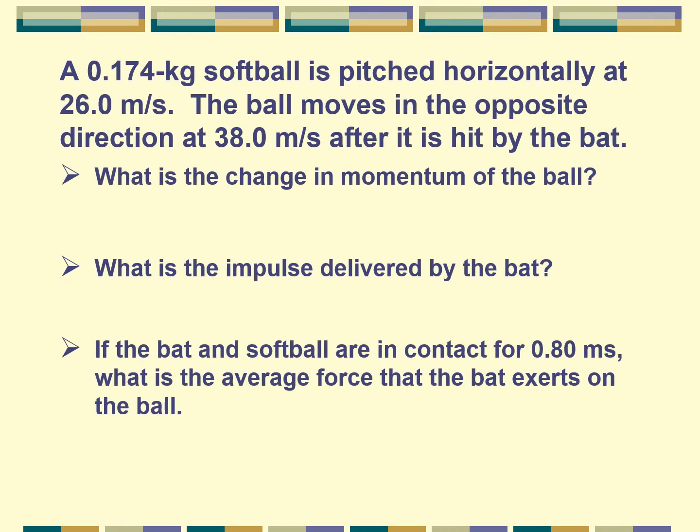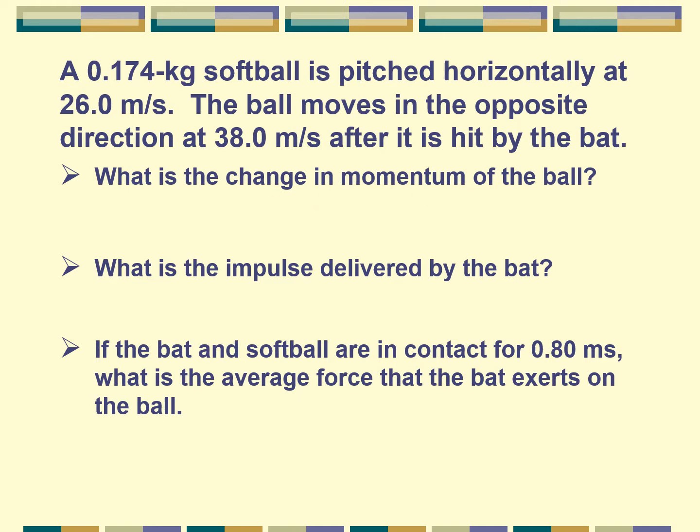In this example, it says that a 0.174 kilogram softball is pitched horizontally at 26.0 meters per second. The ball moves in the opposite direction at 38 meters per second after it's hit by a bat. All right, so first of all, it says the opposite direction, so we're going to say initially that it was moving in the negative direction. So this 26.0 meters per second is actually going to be negative, and then the 38 meters per second is going to be positive. So the first question is find the change in momentum of the ball.